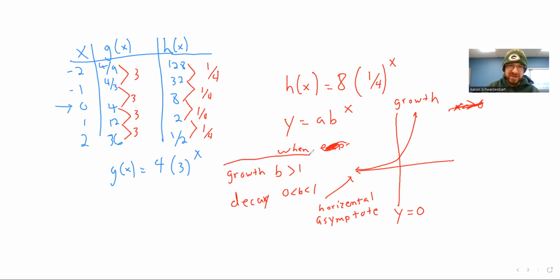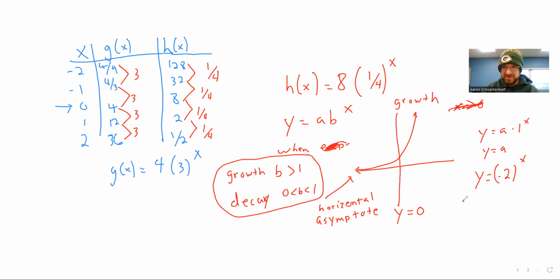If b is 1, 1 to any power is 1. So if b is 1, that's a times 1 to the x, which is just y equals a. That's a horizontal line. If b is negative, say I have something like -2 to the x.